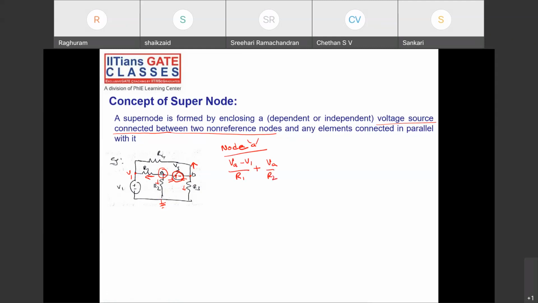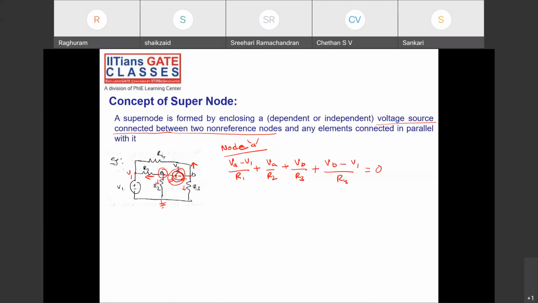Next, VA plus, should we take a dummy variable I? No, in a supernode what we do is we will ignore this voltage source. Continue writing the equation at this node: plus (VA minus VB) by R3. Tell me at this node, plus (VB minus V1) by R4 is equal to 0.